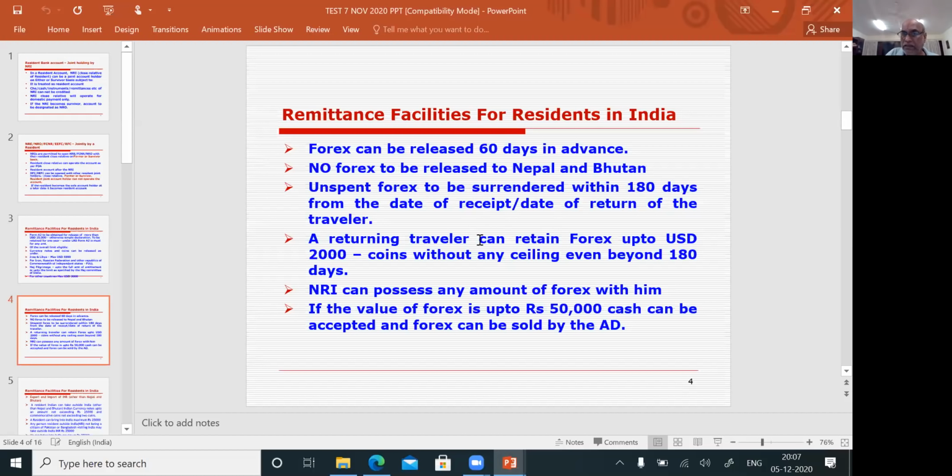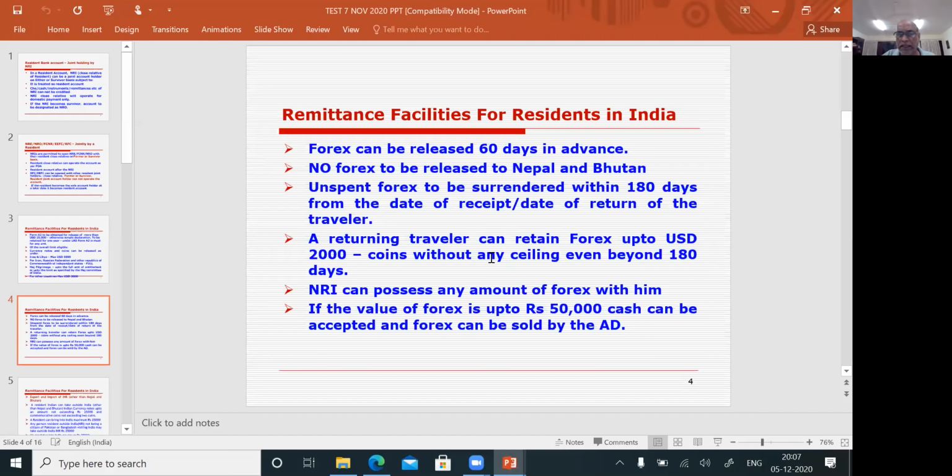Then a returning traveler, that is, the person who has gone abroad and come back as a resident individual, can retain forex up to US dollar 2,000 and coins without any ceiling, even beyond 180 days. Okay, even beyond 180 days. Forex, very simple questions only. Let us not worry. Simple questions only they will ask. 2-3 points you should not miss there.